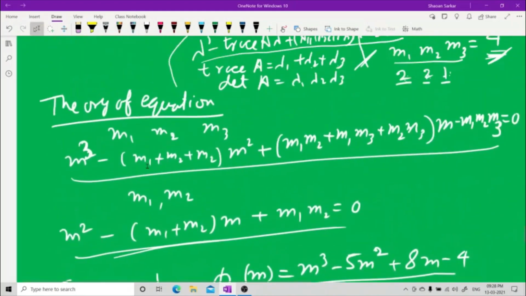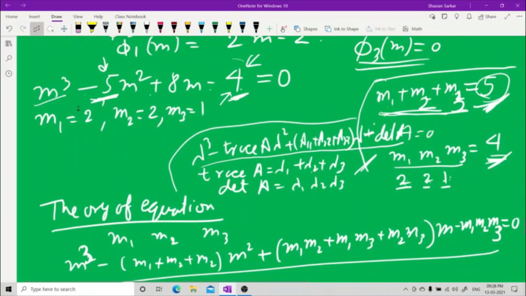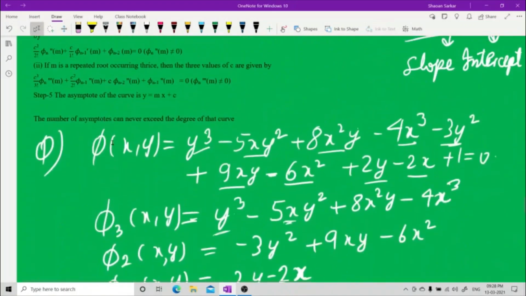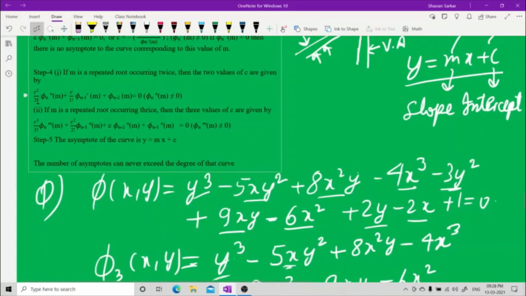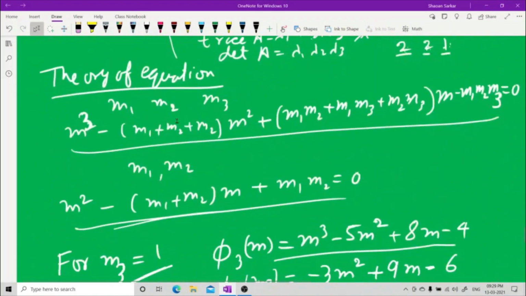Now you see that 2 is repeated 2 times. Use this formula now: c square by 2 factorial phi n double dash. We'll use this formula. Now you see how to use it.